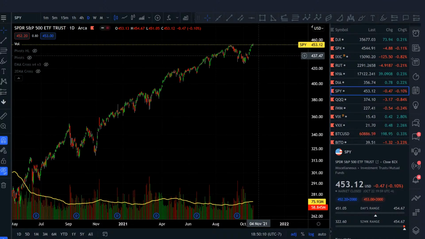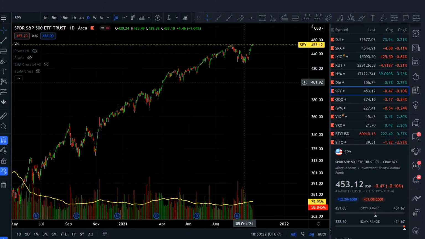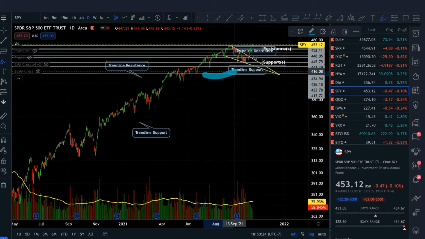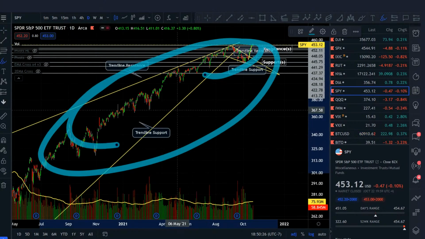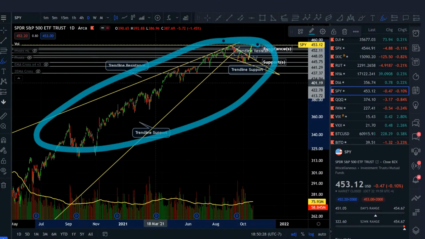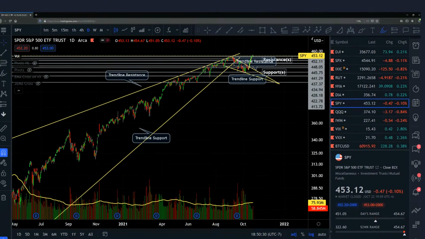But when you're using the tools, what are we staring at here? We're looking at the price. I'm not really looking at this number, 453.12. I'm not even looking at that. I'm looking at the price, the green and red candles, and analyzing this to give me an edge in the market.